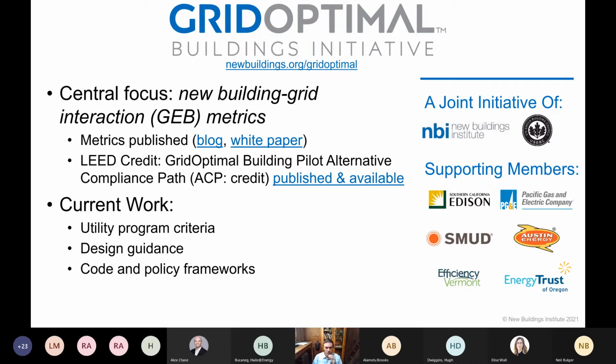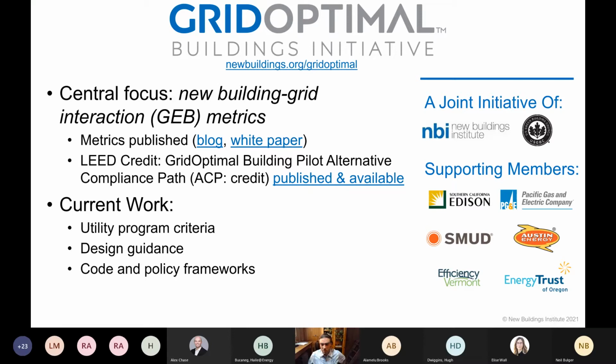And I should mention, GridOptimal is a joint initiative of NBI and US Green Building Council. And there are these supporting members on the right there, so much appreciated for their support. Thank you to all those supporters. But also there are several other organizations involved, folks like RMI and ASHRAE and so forth, national nonprofit organizations.